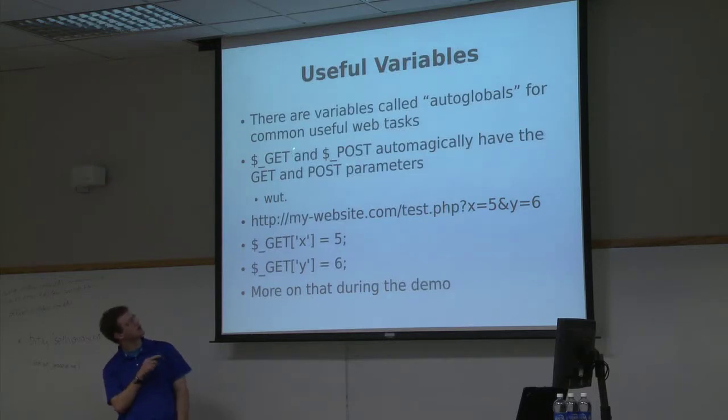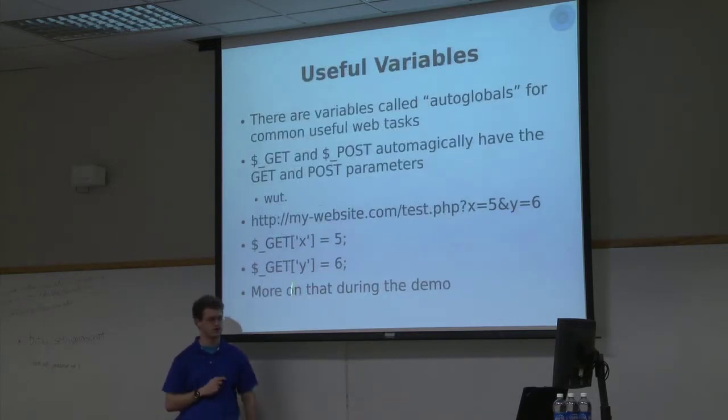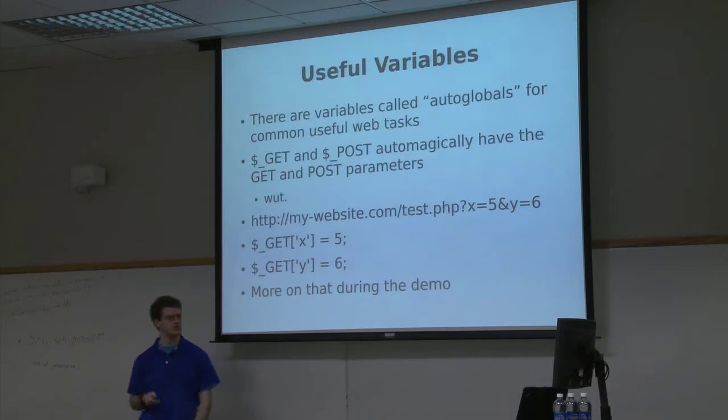The ones I'm going to talk about right now are GET and POST. If you've ever seen a URL and then a question mark and some stuff, it's basically a clean way to get this stuff. So if your script is at mywebsite.com/test.php and you go to this, these variables will automatically be set for you. If you know that you're expecting an x and a y, then you can just use these. You can use GET x and GET y, and that will be there. And like I said, more on that during the demo, which we'll get to in a minute.